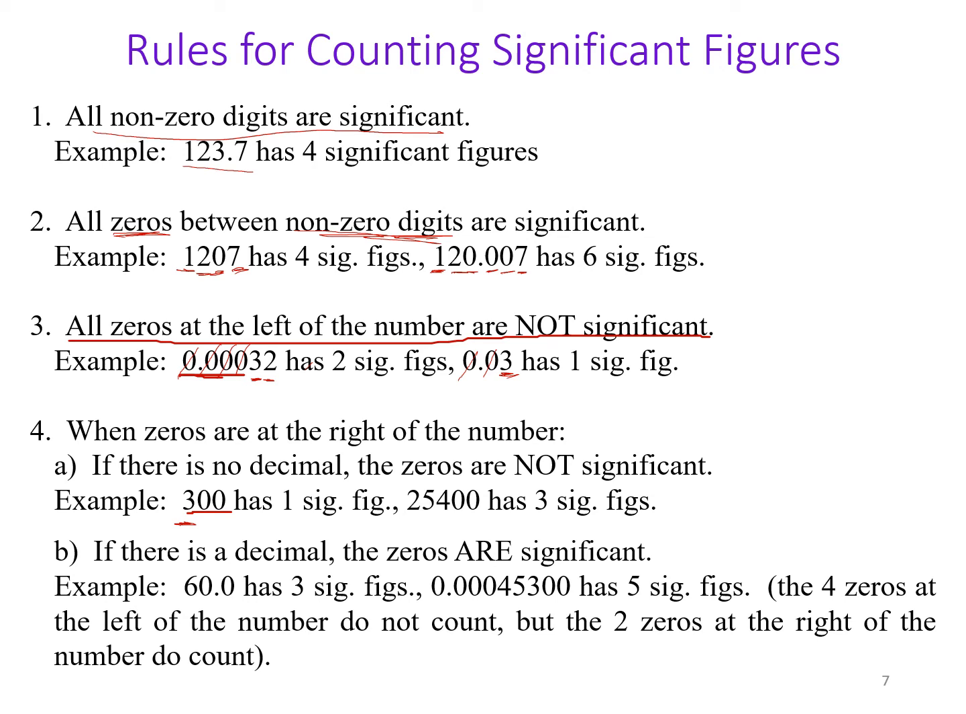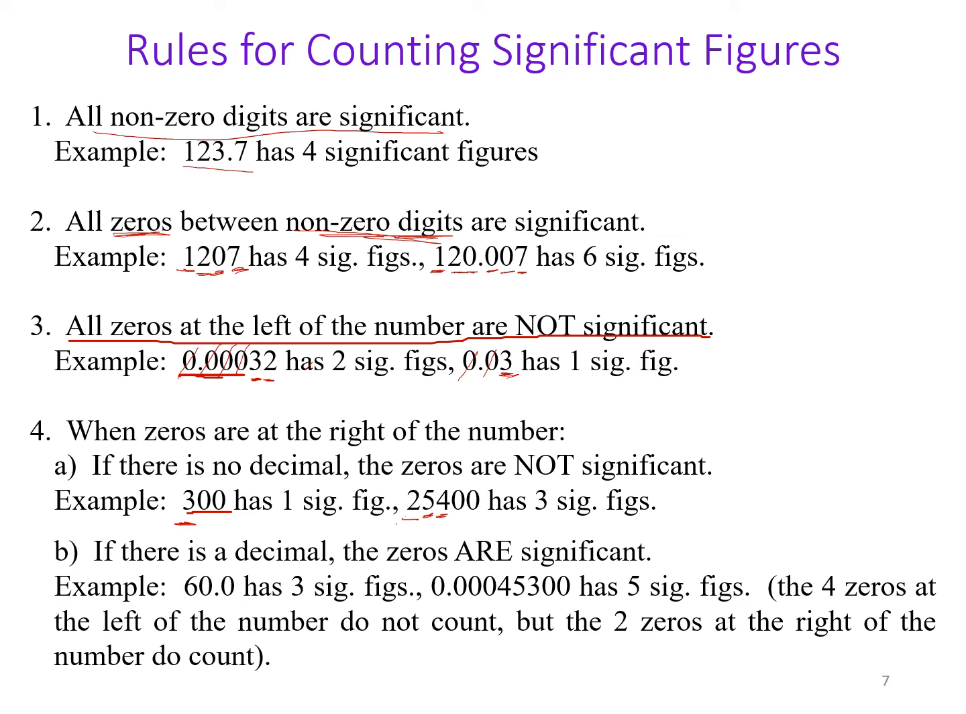The next example is 25400. Here again, where are the zeros located? I know this is 1 sig fig. This is also significant. This is also significant, right? So I have 3 sig figs as of now. How about these zeros? These are on the right side. If they're on the right side, you have to look for a decimal. Is there a decimal place right here? No, which means these zeros are not significant. So the only number of sig figs present here is 3.